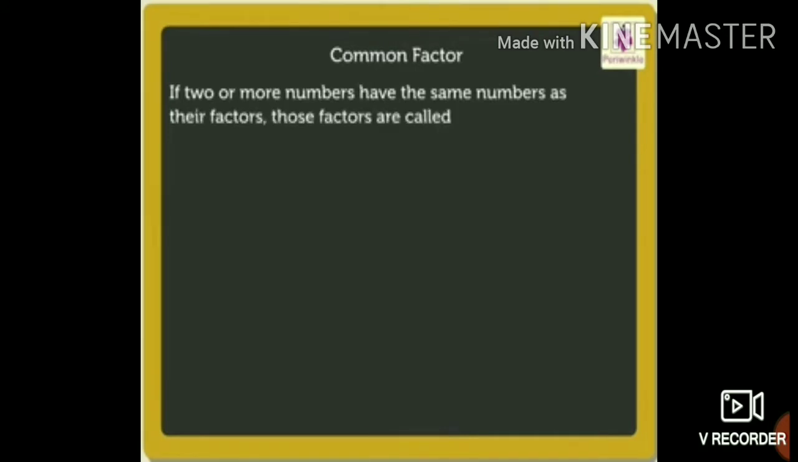Before that, you have to learn the common factor. In the previous class you learned about the common factor. If two or more numbers have the same numbers as their factors, those factors are called common factors. So what is the highest common factor? The highest common factor of two or more given numbers is the highest of their common factors. You can find the HCF by the common method.